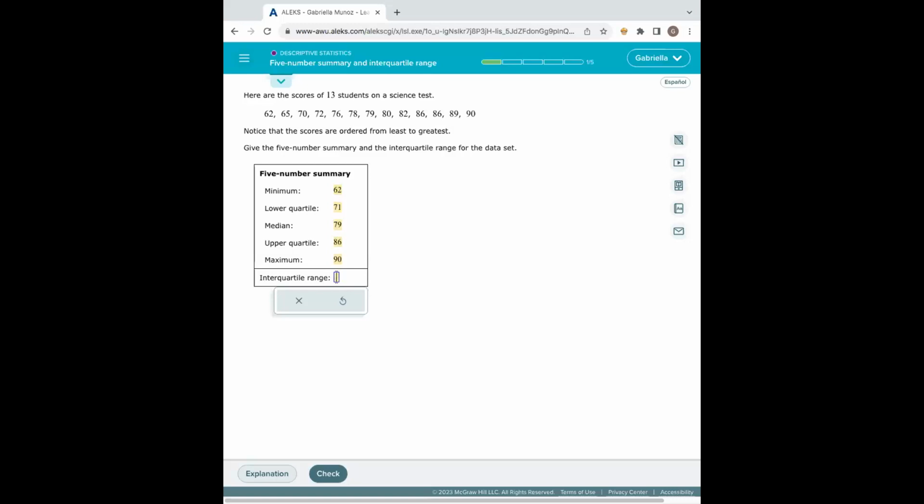All right. And the interquartile range is the upper quartile minus the lower quartile, which is negative 15. It's always a positive number. It's the upper minus the lower. Oh, okay. So positive 15. It's always going to be a positive number.